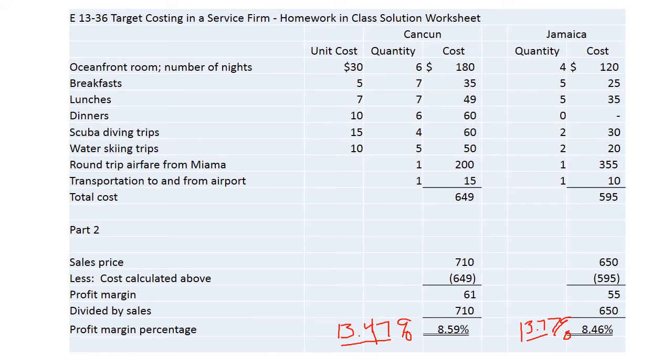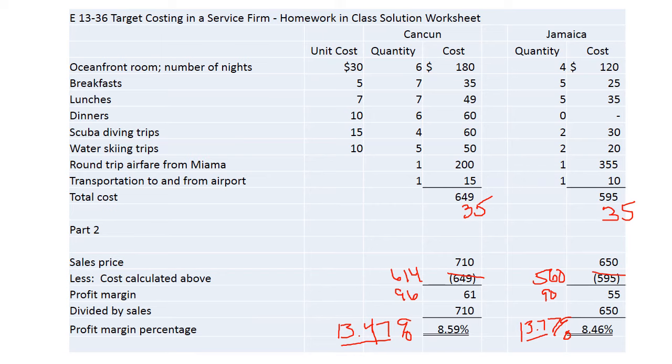So we would want our profit to remain at $96 for Cancun and $90 for Jamaica. So our cost for Cancun should be about $614, and for Jamaica should be about $560. So the cost for Cancun needs to drop by about $35, and the cost for Jamaica needs to drop by about $35.